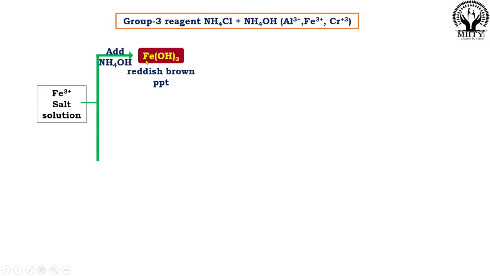Fe+3 combined with OH- forms ferric hydroxide, a reddish brown PPT. If I add excess ammonium hydroxide, the reddish brown PPT is insoluble.